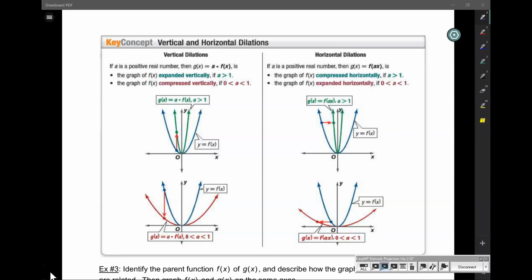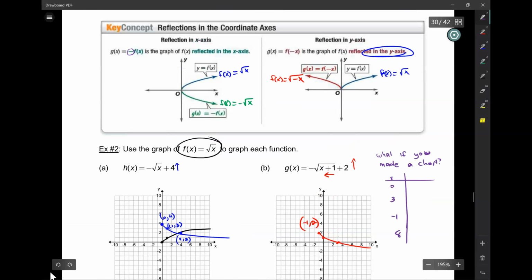We started talking about parent functions. We then started talking about some transformations. We talked about translation, whether it's horizontal or vertical. And then we ended last class with talking about reflection, whether it's around the x-axis or on the y-axis, right?